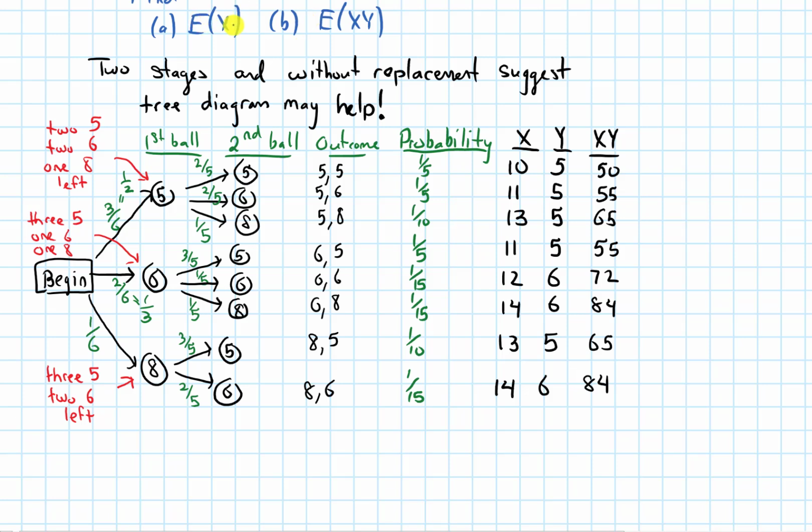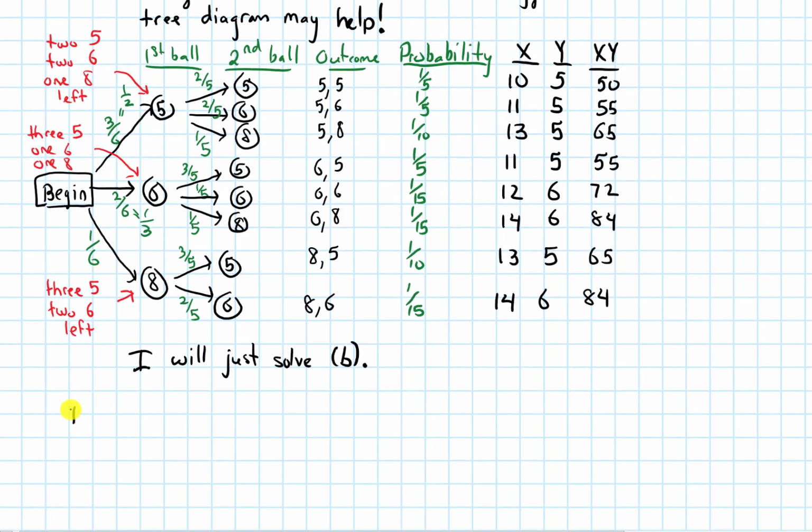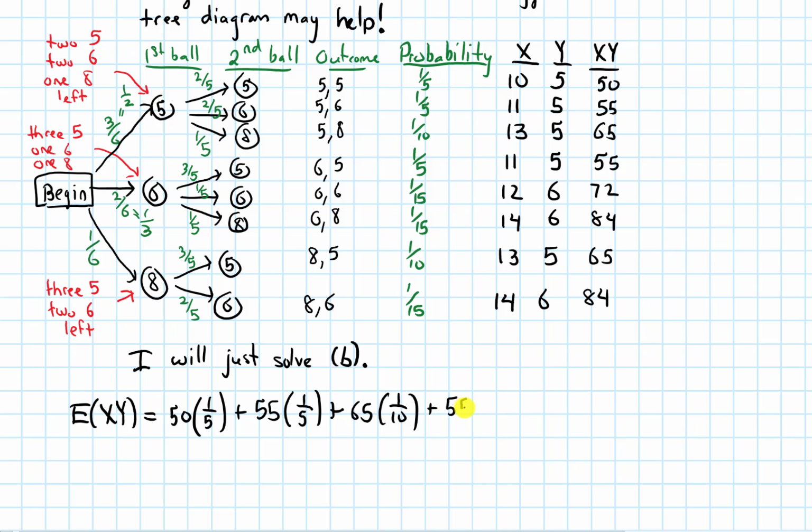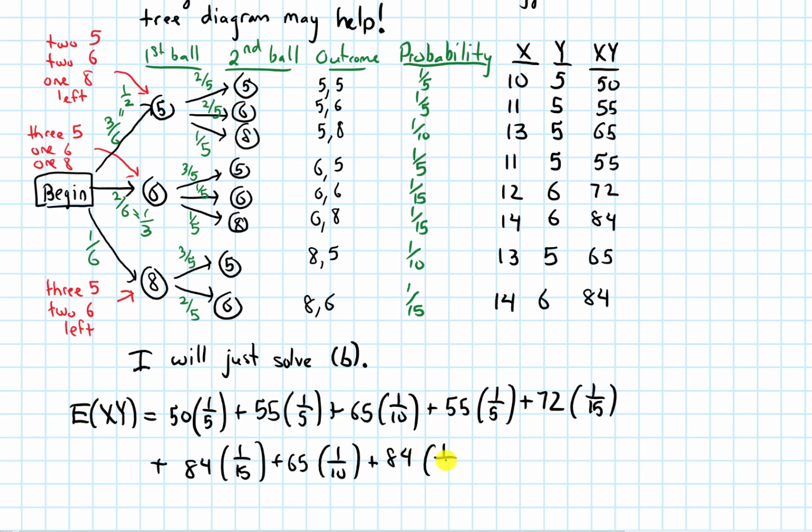It's going to be really similar for these two now that I have the column for x and the column for xy. So I will just solve b, because A is going to be super similar now that I have this tree diagram. So the expected value of xy, to form this, I just take each of these values, like 50, that's the first one I have listed, multiply that by its probability, which is 1/5, and I keep going like that. So next I have 55 times its probability, which again is 1/5, and then plus 65 times its probability, which is 1/10. If I continue in this way, we get plus 55 times a fifth plus 72 times 1/15. We get plus 84 times 1/15 plus 65 times 1/10 plus 84 times 1/15.